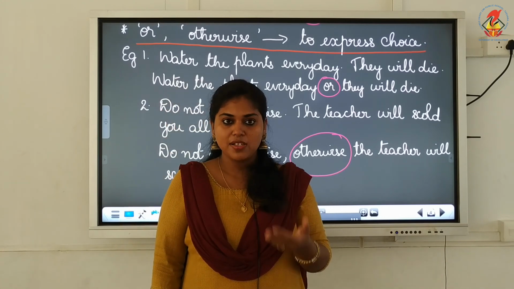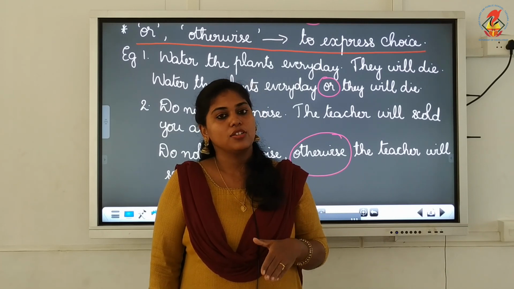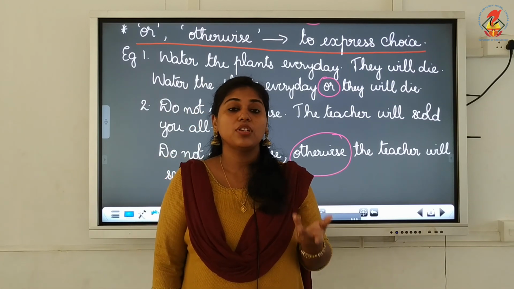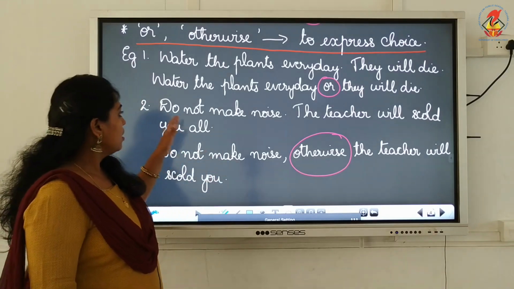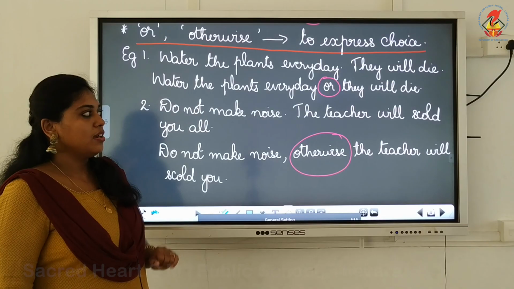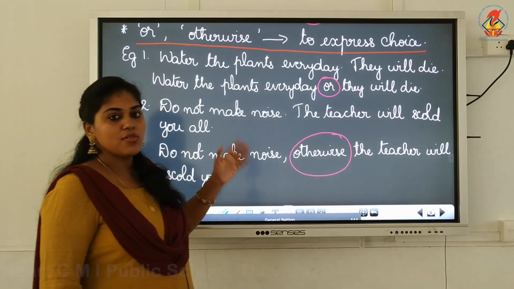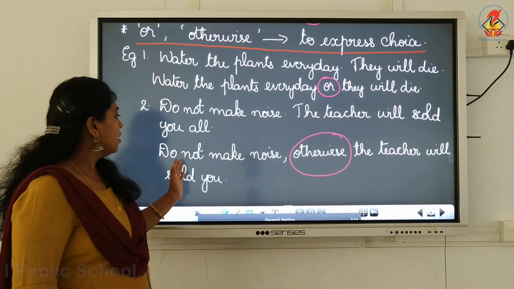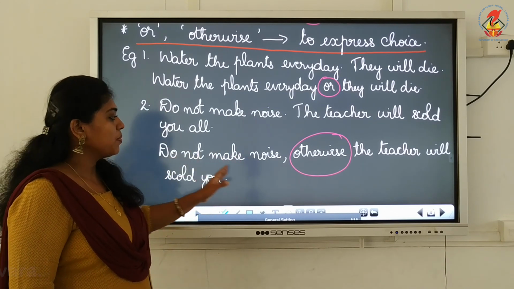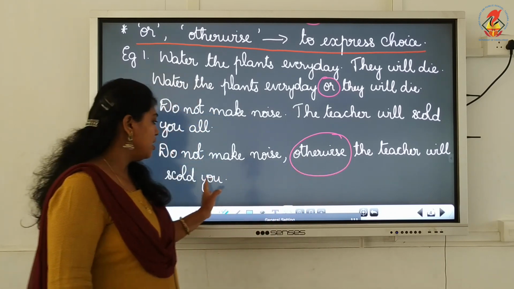So in order to express a choice, if you want, then you can do it in this way, or this is what will happen. Okay, so in order to express choice, you can use the conjunction or. Now let's look at how we will write that sentence, children. Water the plants every day or they will die. Now the next sentence, do not make noise, the teacher will scold you all. Okay, so here also the person is giving a choice. Do not make noise. So how will you write it using the conjunction? Do not make noise, otherwise the teacher will scold you.